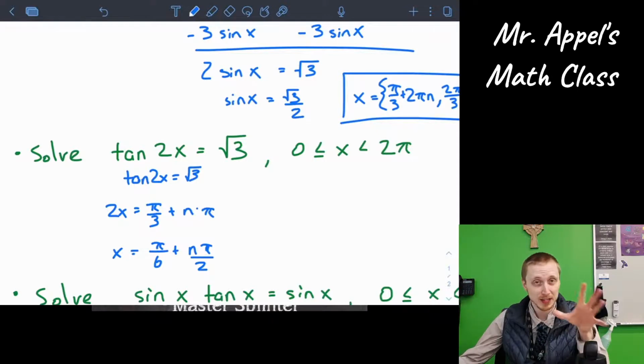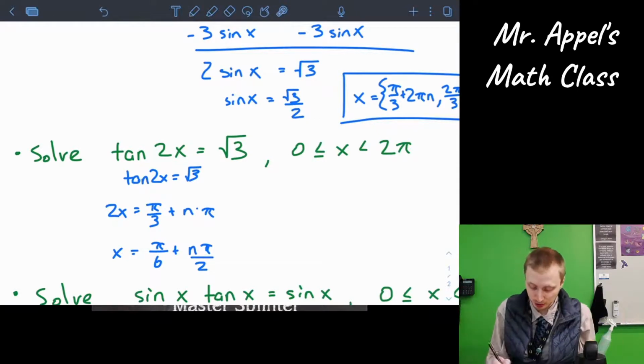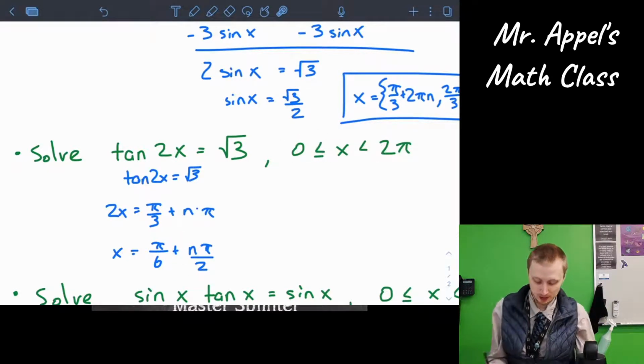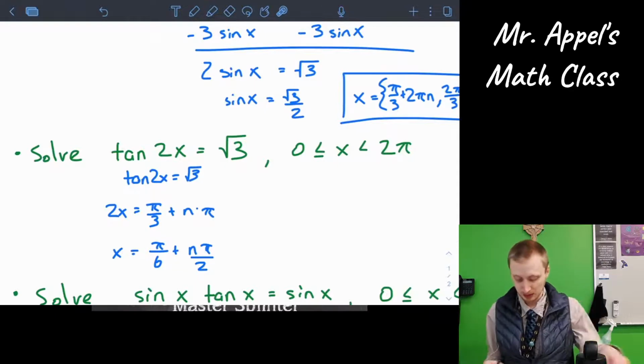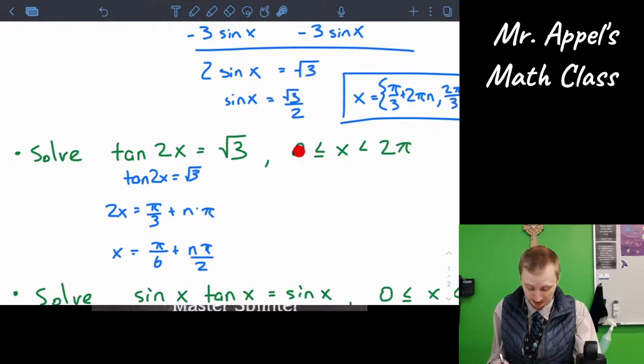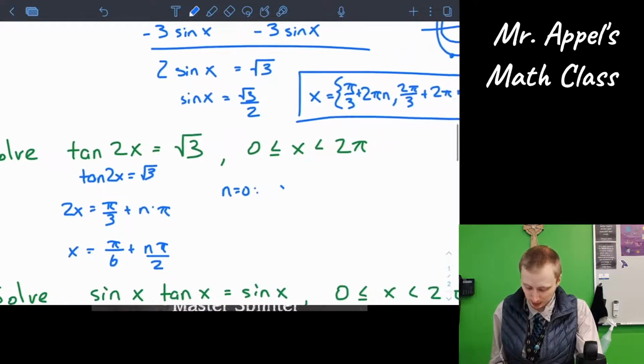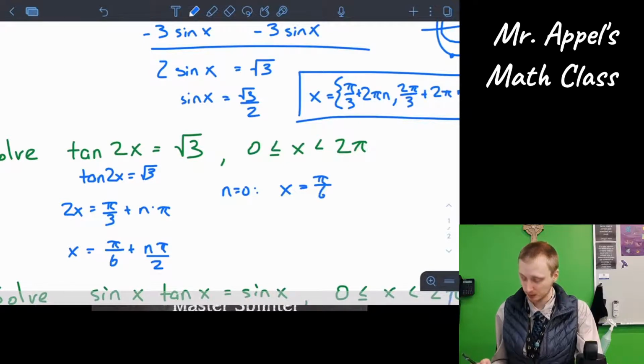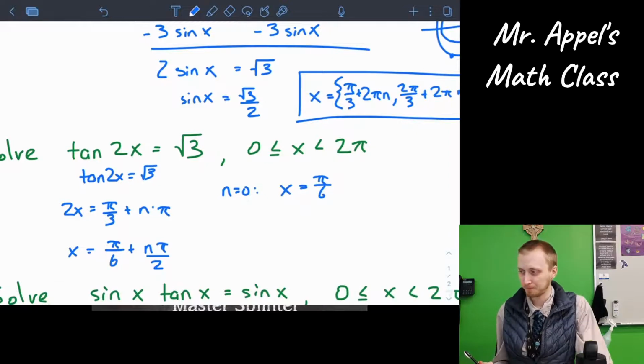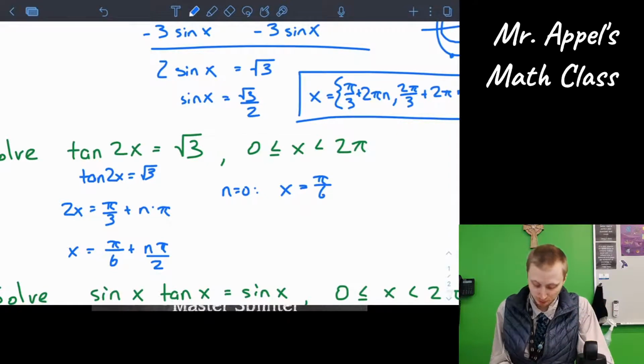So far. So now we've got to find all the solutions that fit in that interval. Okay? So I'll start with the lowest, the smallest possible. Set n equal to 0. Well, then we have x just equals pi over 6. Pretty straightforward. How about if n equals 1?